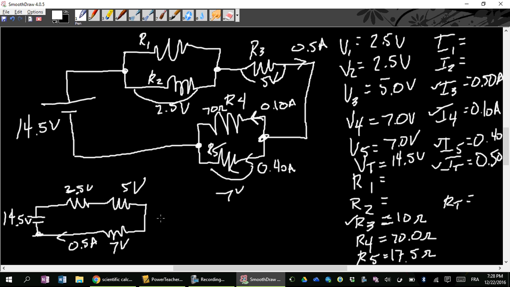Now we can find RT from this, right? So RT equals V over I. So it'll be 14.5 over 0.5. So divide by 0.5. So divide by a fraction, so multiply. So it'll be twice. So this is 39. This is 39 ohms total.